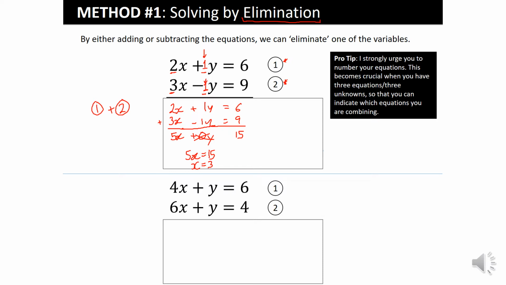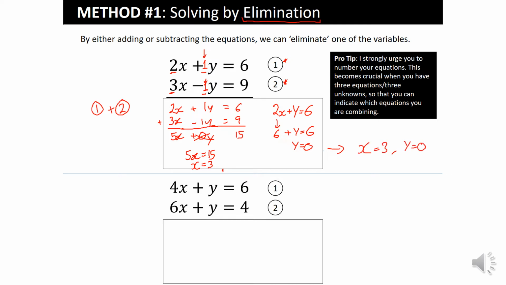So in order to work out y, what we need to do is we need to go back to one of our starting equations, either 1 or 2. You can pick whichever one, you'll get the same answer either way. So let's pick equation 1. So we've got 2x plus y equals 6. And we know that x equals 3. So we can substitute that in. So we've got 2 times 3, which is 6, plus y equals 6. So taking 6 from both sides, that just tells us y equals 0. So our final solution to this is x equals 3, y equals 0.